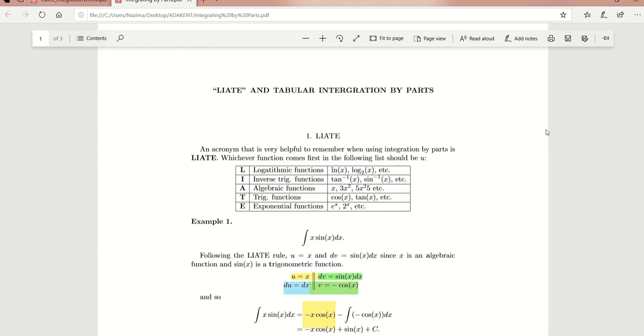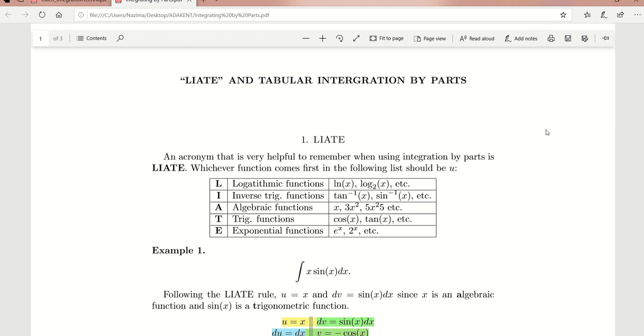Okay, I was explaining the LIATE method, tabular integration by parts method. In this method, there is an order. By the way, can you hear my voice? Please open your microphones and confirm whether you are hearing me or not. Can I hear your voice? You can. Okay. Thank you very much. So I can continue explaining.